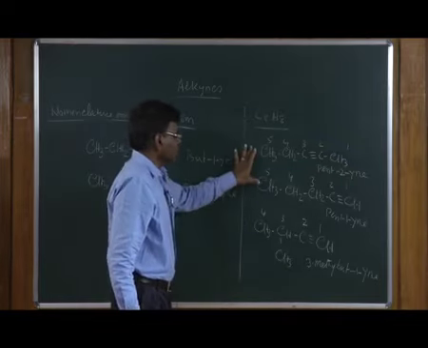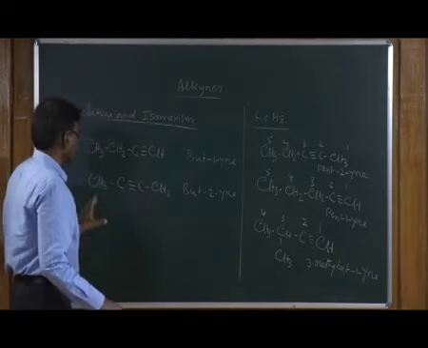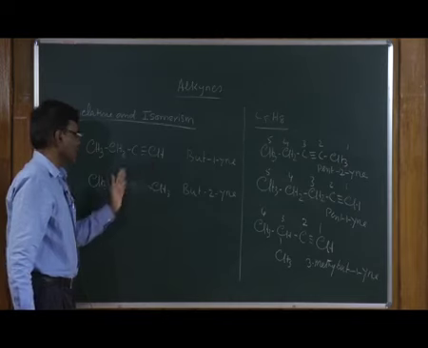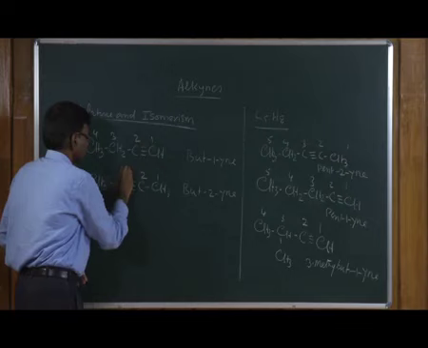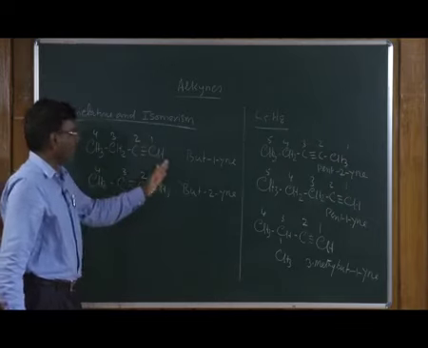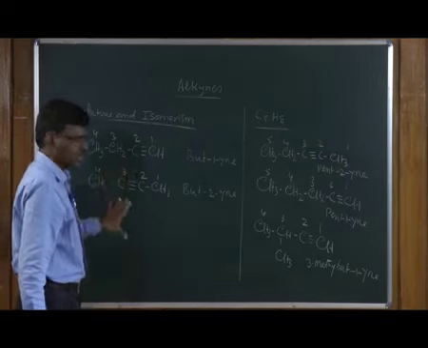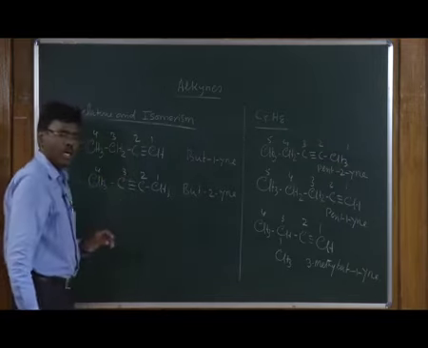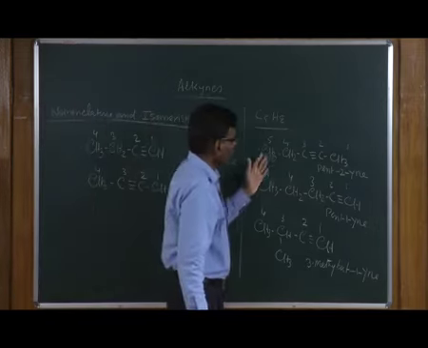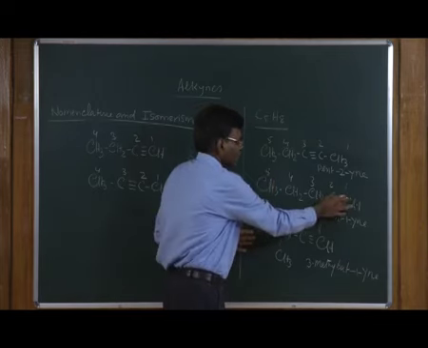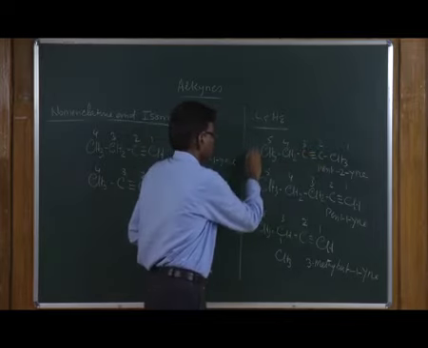If you see these structures, these two are positional isomers. Here the carbon-carbon triple bond is present at different positions. In this case, it is between carbon 1 and 2, here between carbon 2 and 3. Therefore, the relationship between these two compounds is called positional isomers. Similarly, in this case the triple bond is between carbon 1 and 2, here 2 and 3, so these two are also called positional isomers.